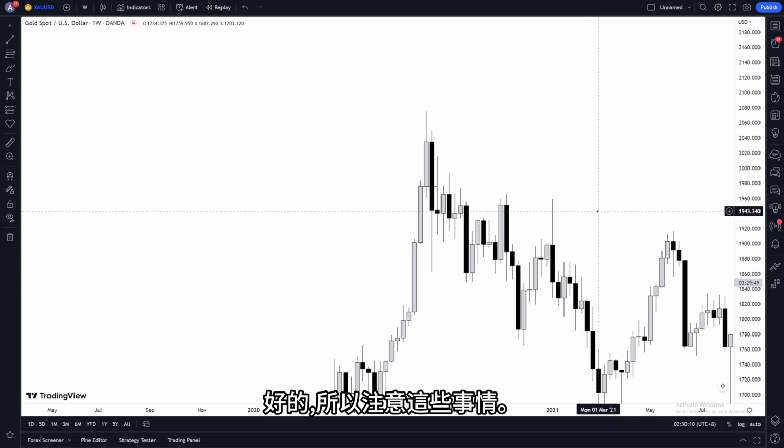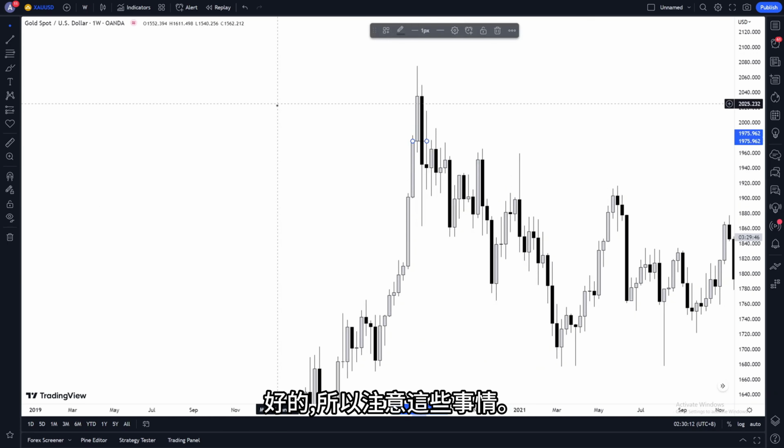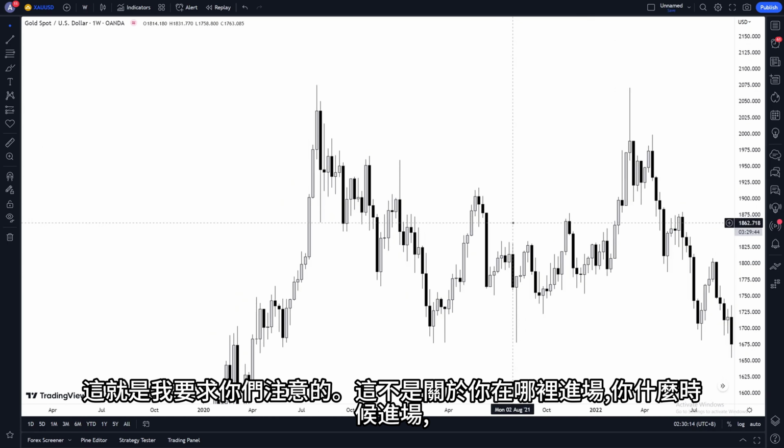So be aware of these things. That's all I'm asking you to be. It's not about where you enter, when you enter, which one's the right one. No, be aware of these things.